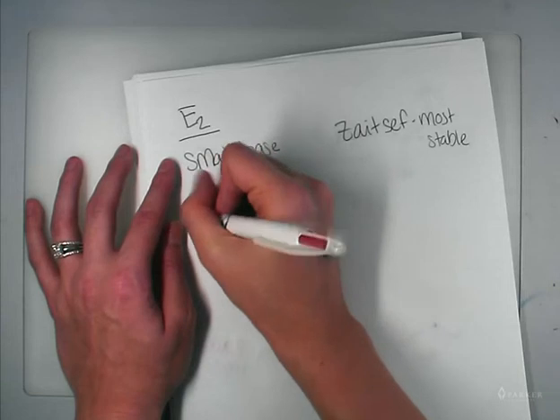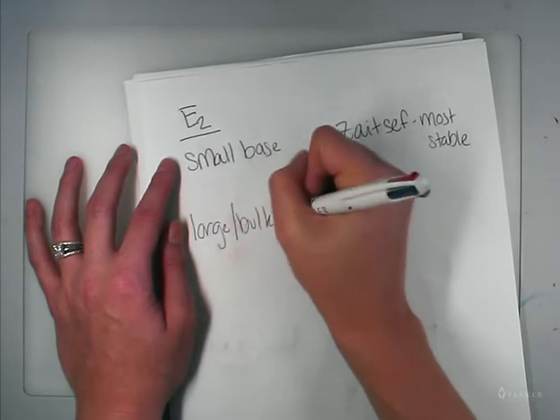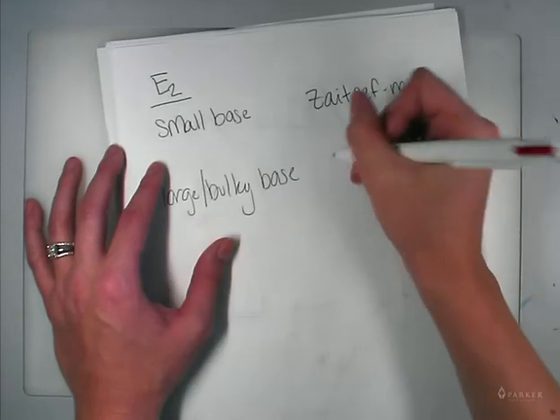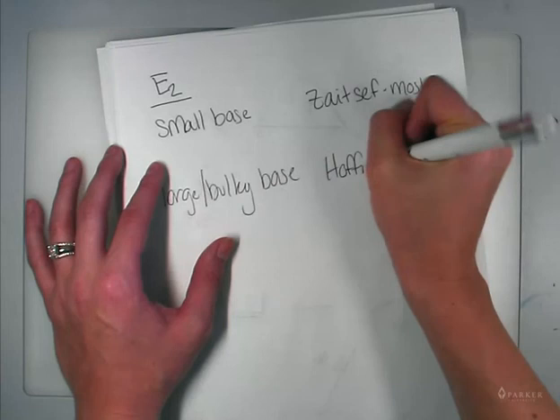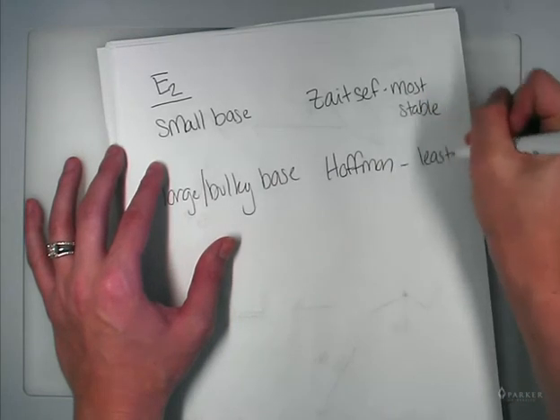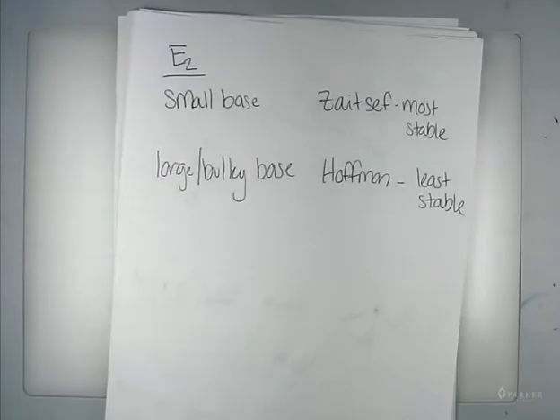But if I actually use a large, bulky base, which one do I form? Hofmann, which is what? The least stable. And that pretty much will always occur. Now this is actually really nice. I know information-wise it's not, because it's another thing to think of.